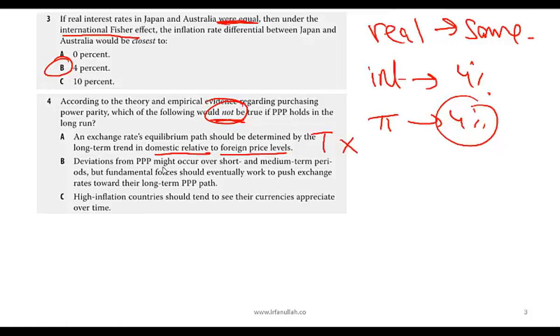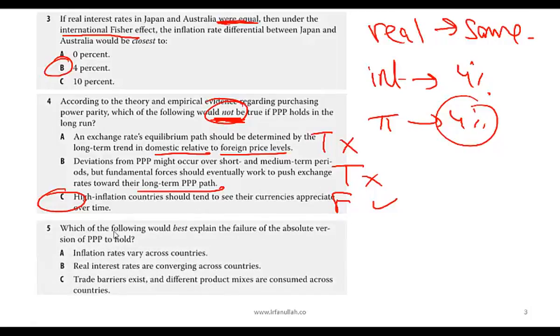Deviations from PPP might occur over short and medium-term periods, but fundamental forces should eventually work to push exchange rates towards their long-term PPP path. This is also a true statement and therefore not correct. High inflation countries would tend to see their currencies appreciate over time. This is clearly false. Generally speaking, PPP tells us that high inflation countries will have their currency lose value. So false, and since we are looking for a not, C is the best answer.